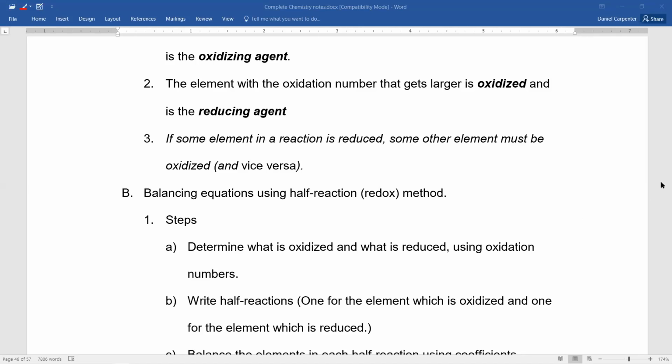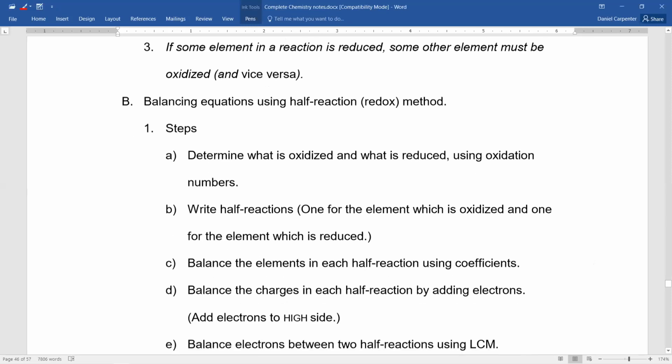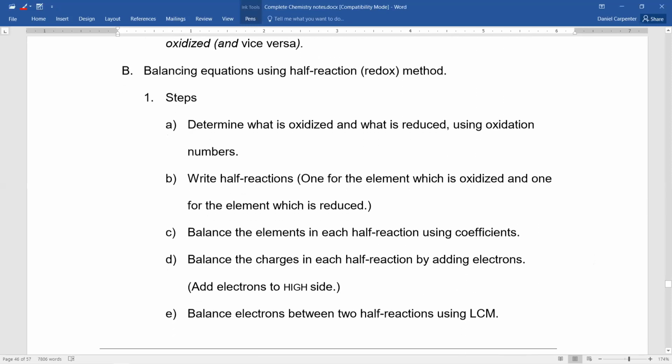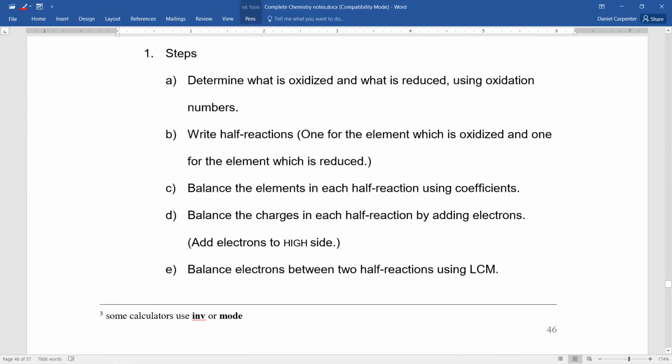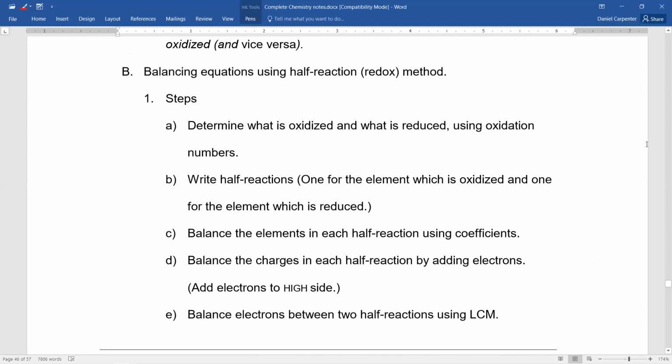Now we'll do a couple of pH problems as far as putting in your calculator shortly. Right now, I want to go to the bottom of page 46, balancing equations using the half reaction or redox method.